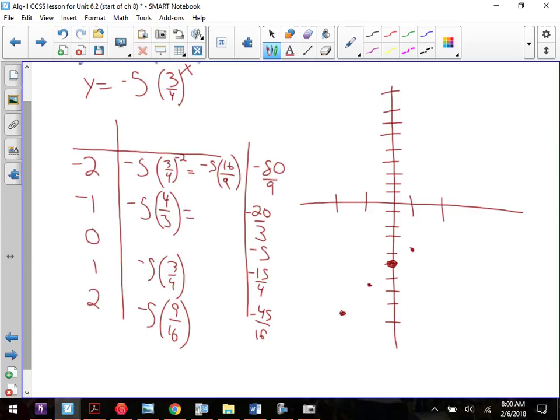And then it'll die out. So this is one of those. It's going to approach here. Right. That's what it would look like, ish.